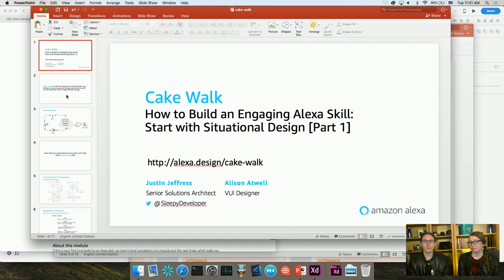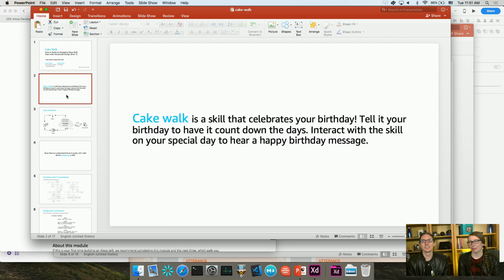I've been talking about this thing called Cakewalk, and I know some of you are probably getting a little bit hungry. So what is Cakewalk? Cakewalk is a skill that celebrates your birthday. You tell it your birthday, and it counts down the number of days until your next one. Then if you interact with the skill on your birthday, it gives you a nice happy birthday message. That's nice of it. Yeah.